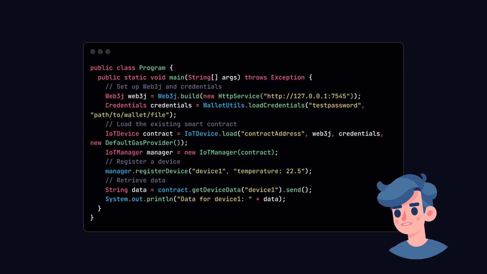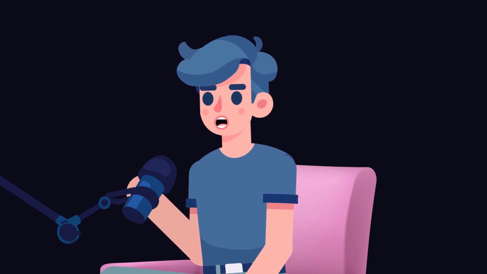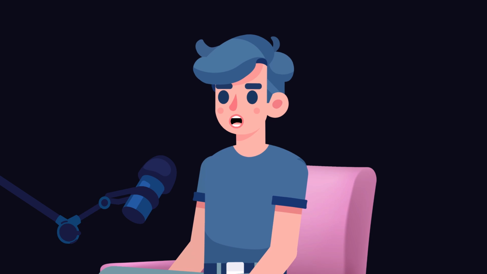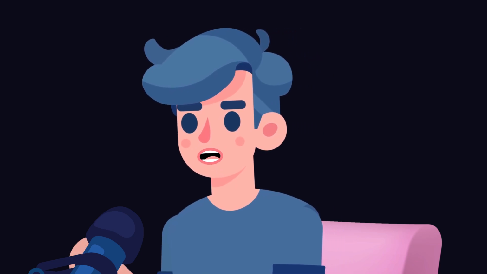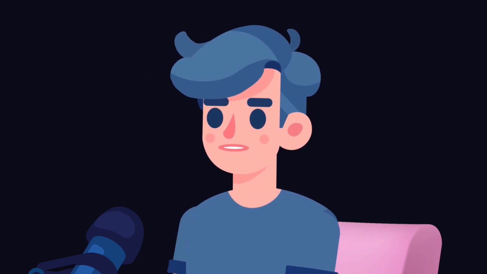Now, let's create a main application that will put everything together. In this application, we'll be able to register devices and retrieve their data. In this program class, we set up Web3j, load our smart contract, and use our IoT Manager to register devices and retrieve their data. Make sure to replace contract address with the actual address of your deployed contract. Now, let's run the program class. Ensure that your Ganache instance is running so your Java application can communicate with the Ethereum blockchain.